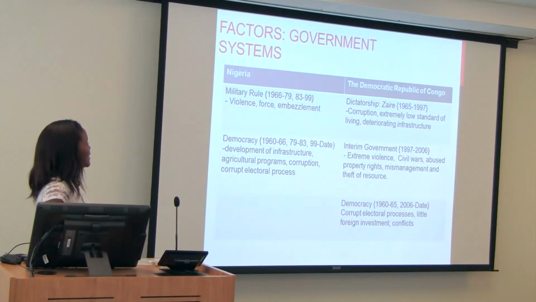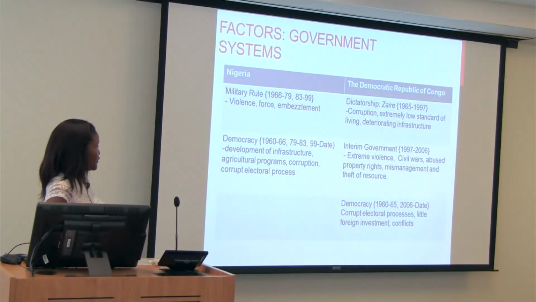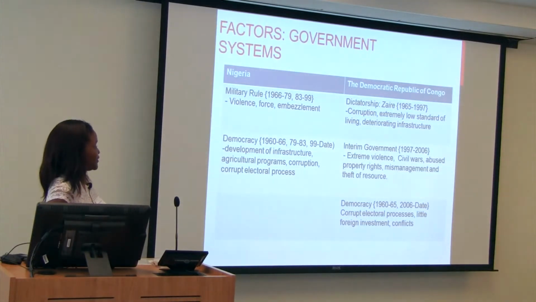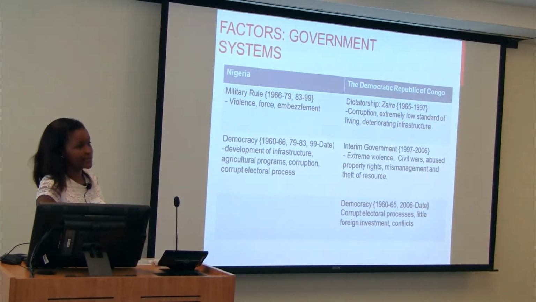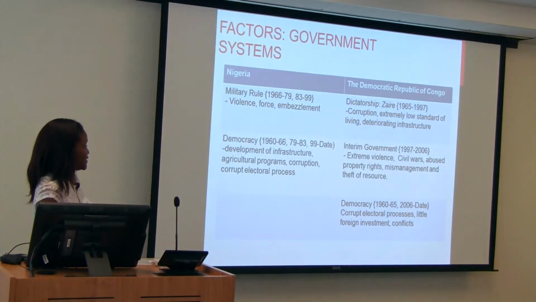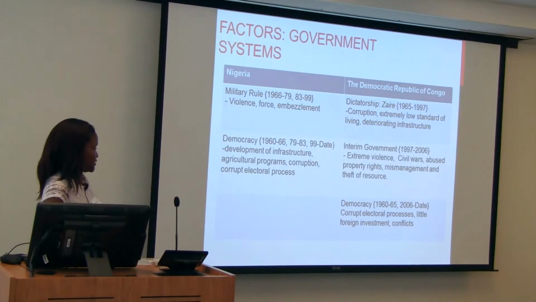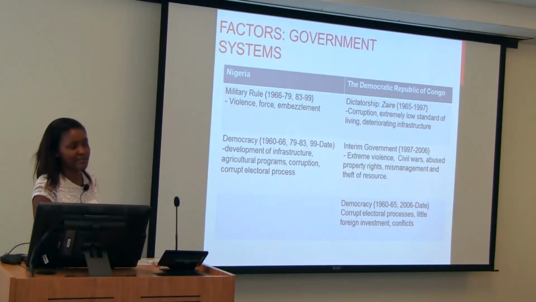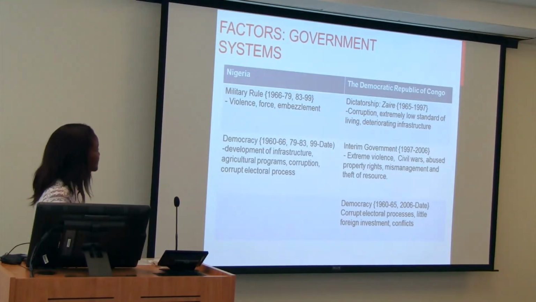Government systems. Nigeria has experienced two forms of government: military rule and democratic rule. The military rule in Nigeria was greatly characterized by violence, force, and embezzlement, and the democratic government in the past, and still recently, is seen as corrupt and not straightforward. But with recent elections, Nigeria has had its first free and fair elections recognized by the world, which is a sign of growth coming to the country.